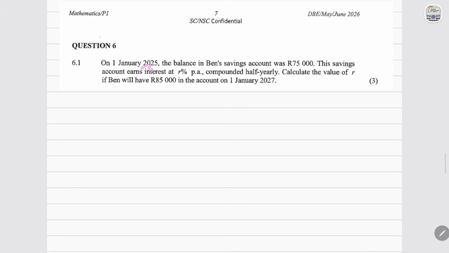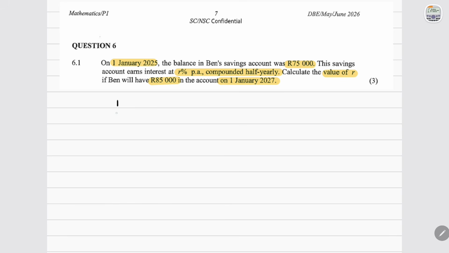We are on question 6, and question 6.1 says: On the 1st of January 2025, the balance in Ben's savings account was 75,000 Rand. Okay, so 75,000 Rand is how much he had. This savings account earns interest at R% per annum, compounded half yearly. Calculate the value of R if Ben will have 85,000 Rand in the account on the 1st of January 2027.